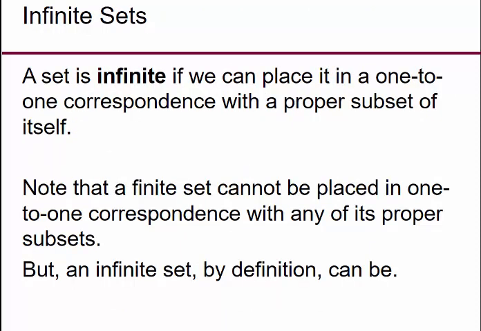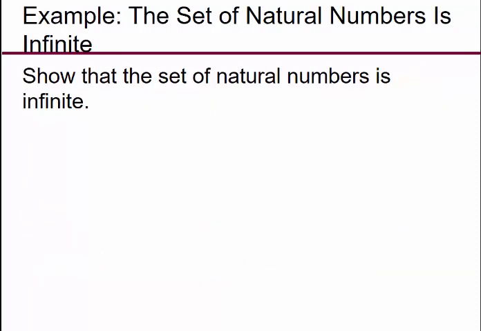Now, infinite sets: a set is infinite if we can place it in a one-to-one correspondence with a proper subset of itself. Note that a finite set cannot be placed in a one-to-one correspondence with any of its proper subsets, but an infinite set by definition can. The reason is that a finite set has an upper limit of how many elements it has. If I take a subset of that, I have by definition already excluded some elements, and so there won't be a one-to-one pairing between those two.